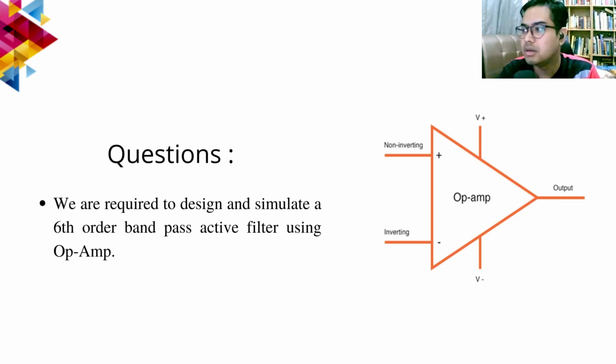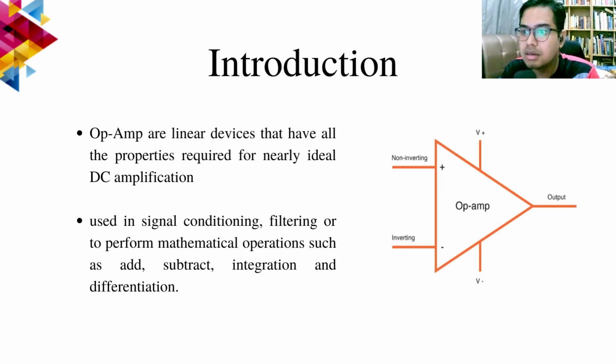In this project, we are required to design and simulate a 6th-order bandpass active filter using an op-amp. Op-amps are linear devices that have all the properties required for nearly ideal DC amplification and are therefore used extensively in signal conditioning, filtering, or to perform mathematical operations such as add, subtract, integration, and differentiation.